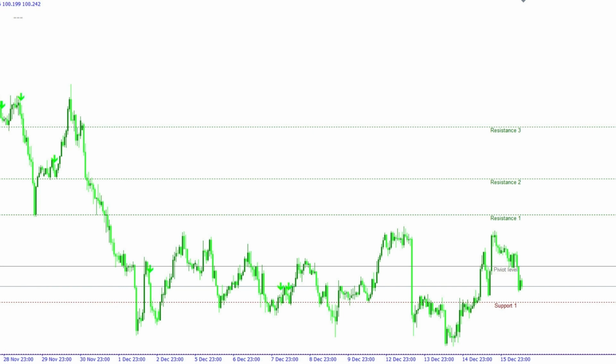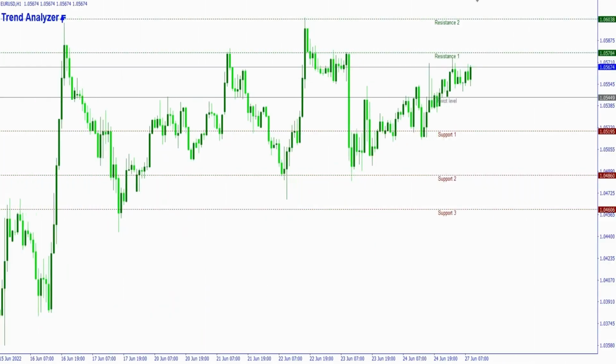For sell signals, open a sell trade when price is at the resistance level and the first red arrow appears and the trend analyzer shows a red color down arrow. Place a stop loss above the previous swing high. Close the sell trade at an opposite signal or for a fixed profit target.